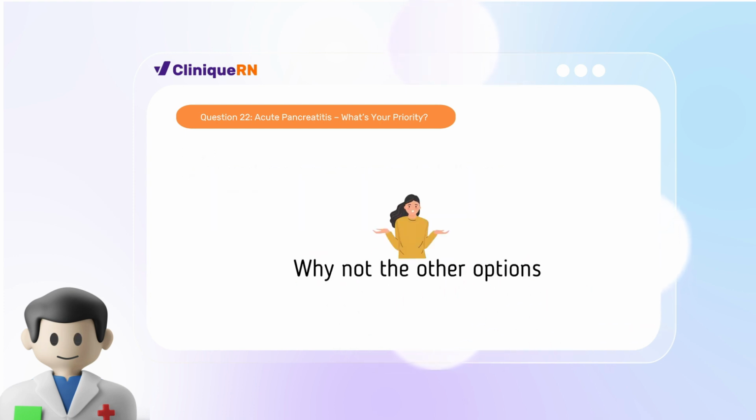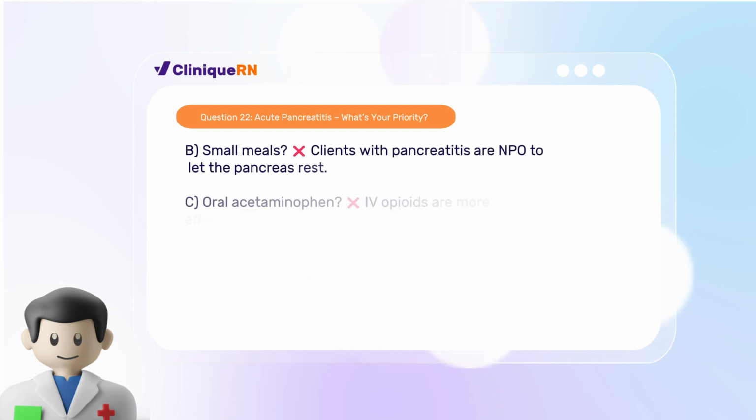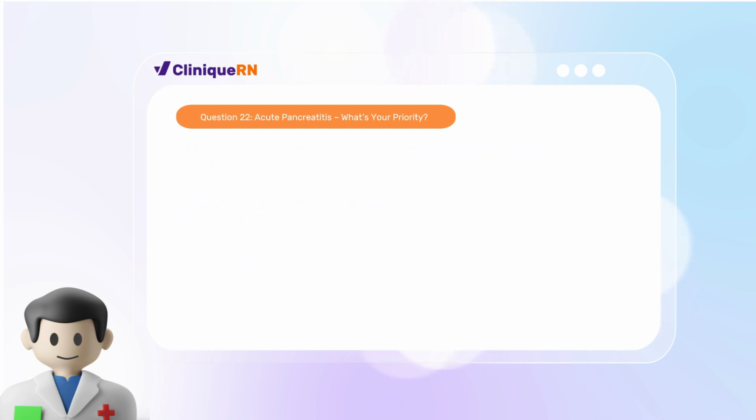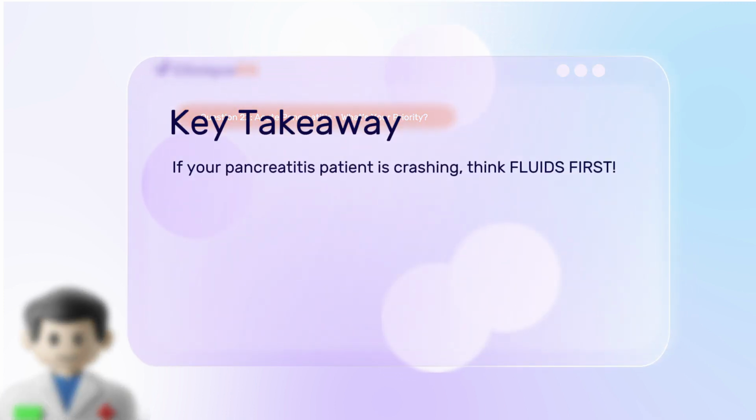Why not the other choices? B. Small meals. Clients with pancreatitis are NPO to let the pancreas rest. C. Oral acetaminophen. IV opioids are more effective for severe pain. D. Supine position. Lying flat worsens pain. Sitting up or fetal position is best. Key takeaway. If your pancreatitis patient is crashing, think fluids first.